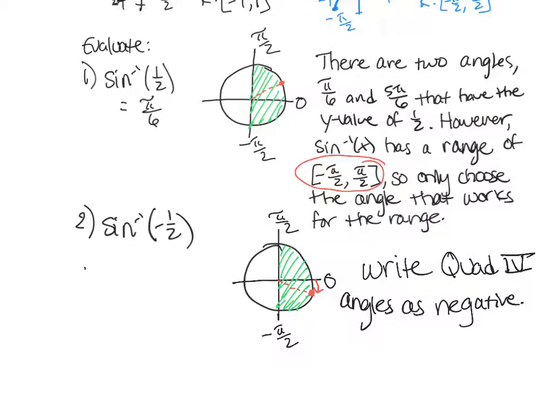So we're not going to say that sine inverse of negative 1/2 is 11 pi over 6. We need to find the negative version or the negative coterminal angle. So what we will say is that sine inverse of negative 1/2 is negative pi over 6. And that is the answer that I'm looking for. So please, please, please be careful.